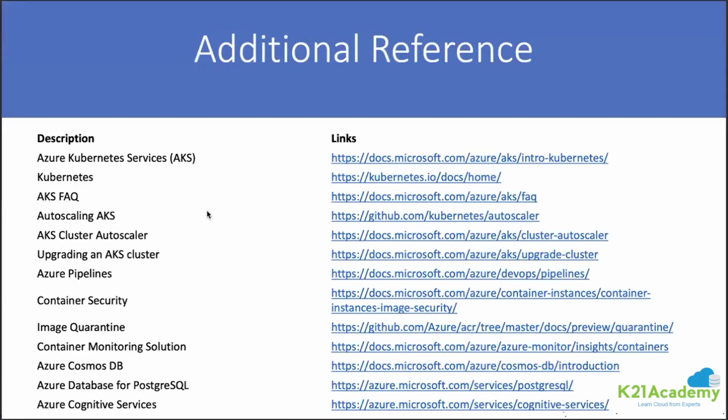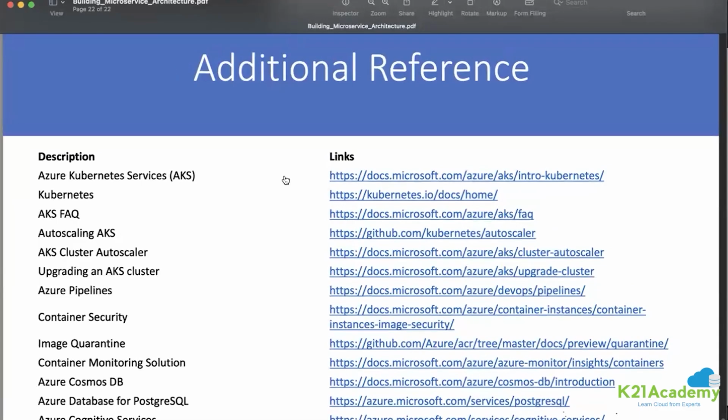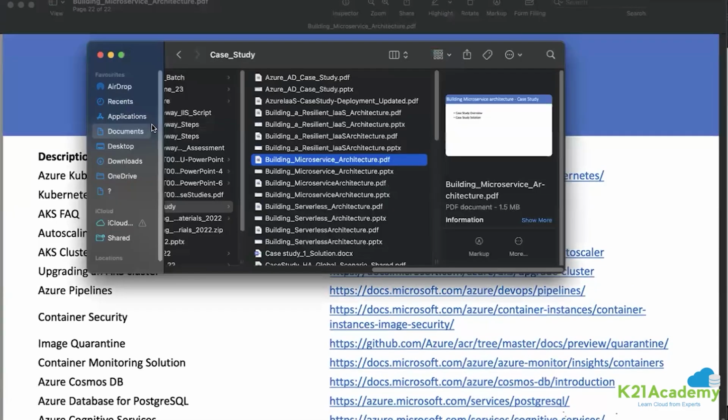And here I have added a reference link about each and every service and topic. So in case anybody wants to explore this particular learning module, you can refer to it, and it will help you in terms of further learning as well. Yeah. So that's basically the high-level understanding of the discussion on this microservices criteria.